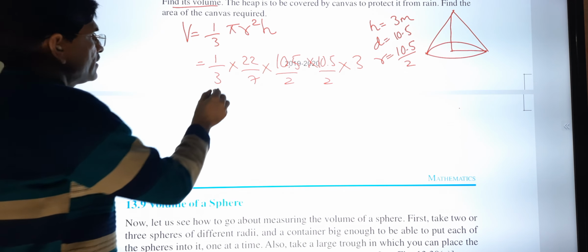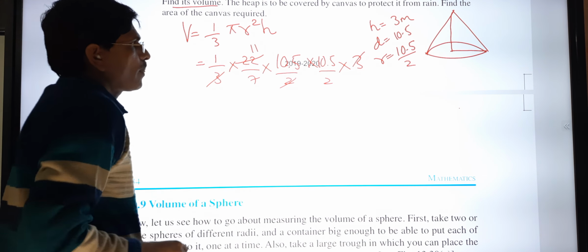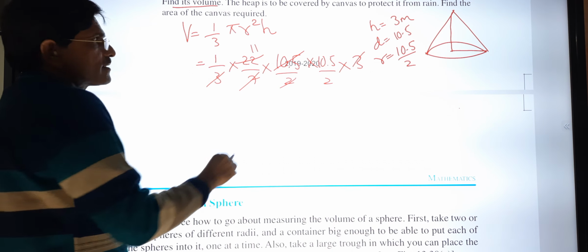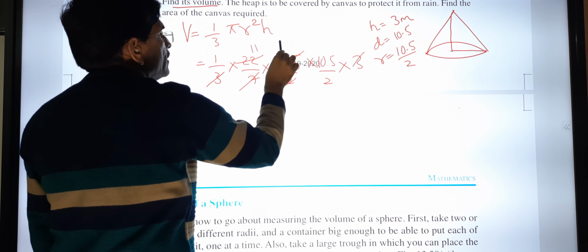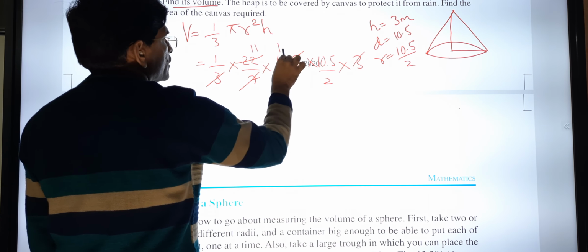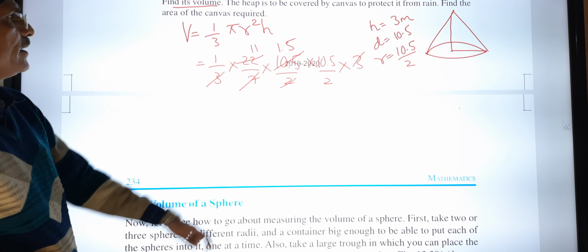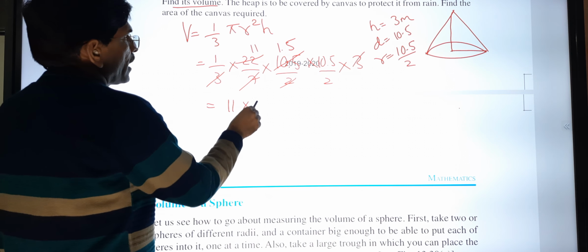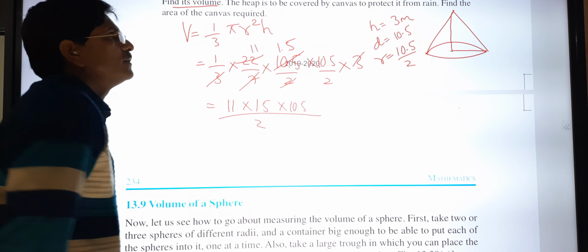Now we have to do cancellation, that is 3 cut. If you do the cancellation, we get 11. Now what is remaining here? We can cancel. 7 ones are 7. 7 ones are 7. 35, 7 5s are 35. So 0.5. So 11 into 1.5 into 10.5. Only remaining is 2. So 11 multiplied by 1.5 into 10.5 divided by 2.